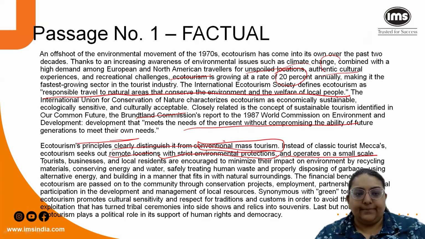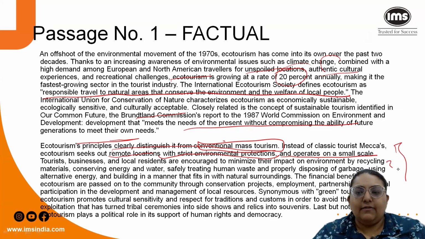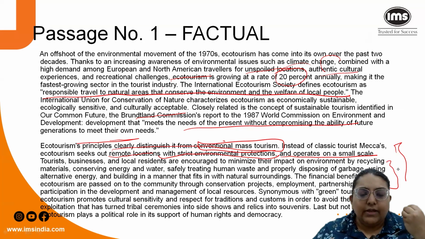Tourist businesses and local residents are encouraged to minimize their impact on the environment by recycling materials, conserving energy and water, safely treating human waste and properly disposing of garbage, using alternative energy and building in a manner that fits in with natural surroundings. So basically, these are the practices of ecotourism, wherein they try to treat everything very carefully and minimize any kind of damage they can create to nature.